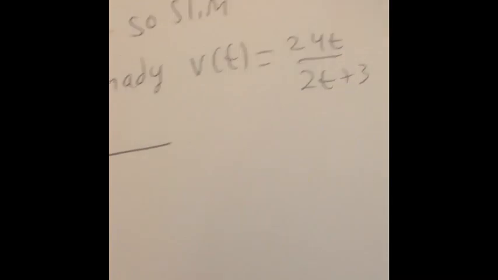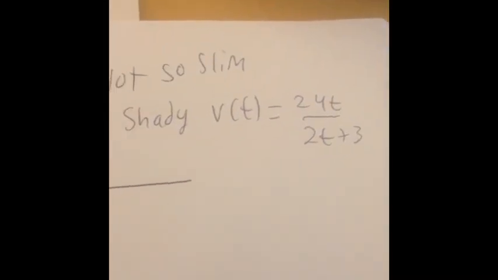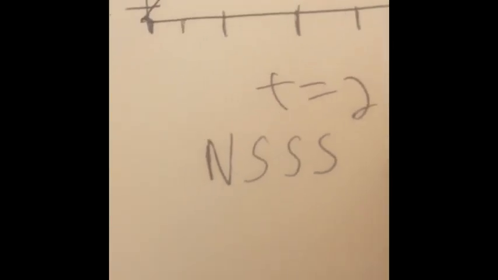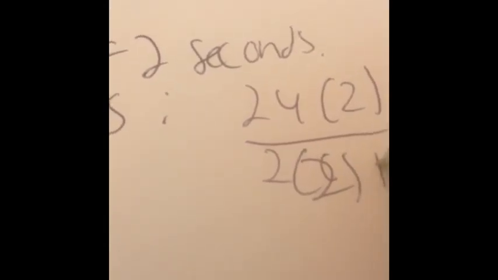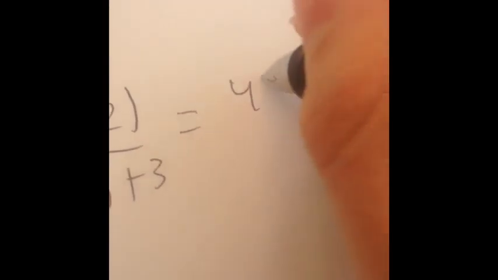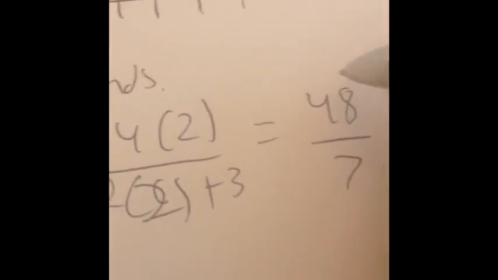Well, for Not So Slim Shady, it's pretty basic since they give you V of t, you just plug in. So, let's abbreviate Not So Slim Shady. So 24 times 2 over 2 times 2 plus 3 equals 48 over 7. So there's your answer for Not So Slim Shady velocity.